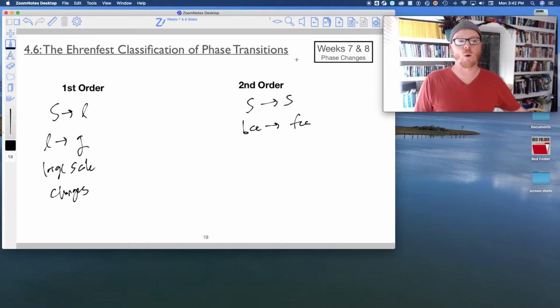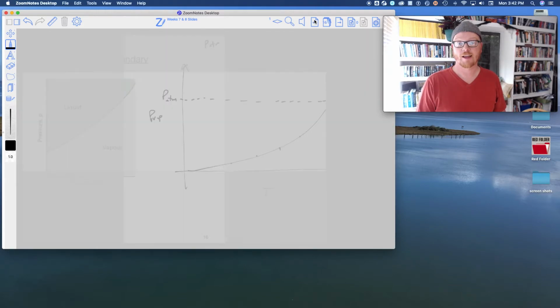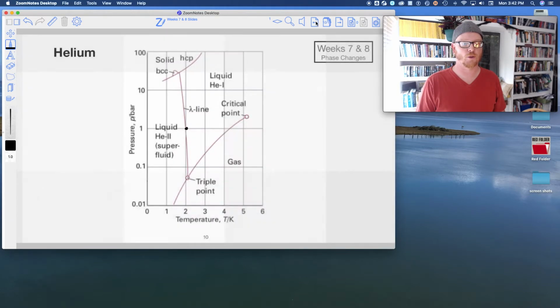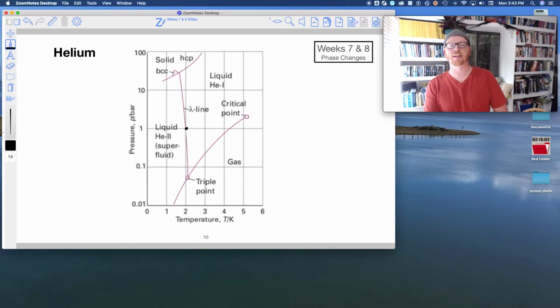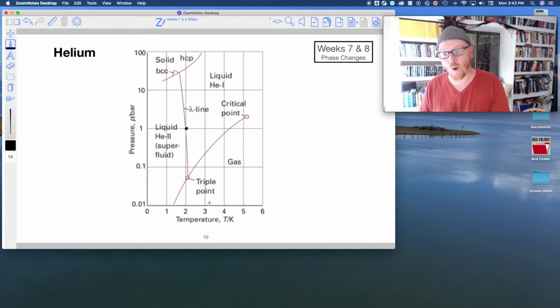Okay, now what about the in-between region? I'm going to put a squiggly line. There's an in-between region between first order and second order phase transitions, and I'll call that the lambda line. Okay? And let's go back to helium for one second. Let's go all the way back. Look, here's the lambda line for helium. As it turns out, the phase transition between a liquid and a superfluid is not quite first order, but it's also not quite second order, okay?